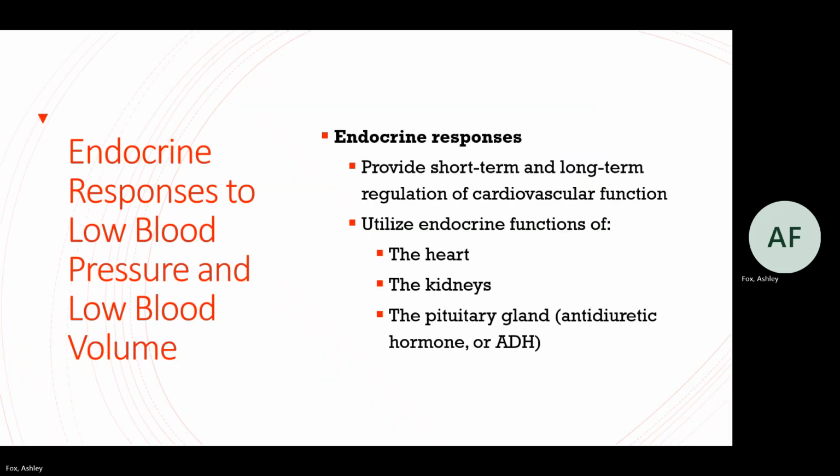Endocrine responses to low blood pressure and also low blood volume. So this is not neurons, this is hormones. And hormones are your long-term control. So they take a little longer. So your nervous system is going to be your immediate response, and then your hormones will come after. They're longer term, so they're longer lasting, but they take a sec to get there. So it can be short term, but if we need longer term, hormones are going to be the thing.